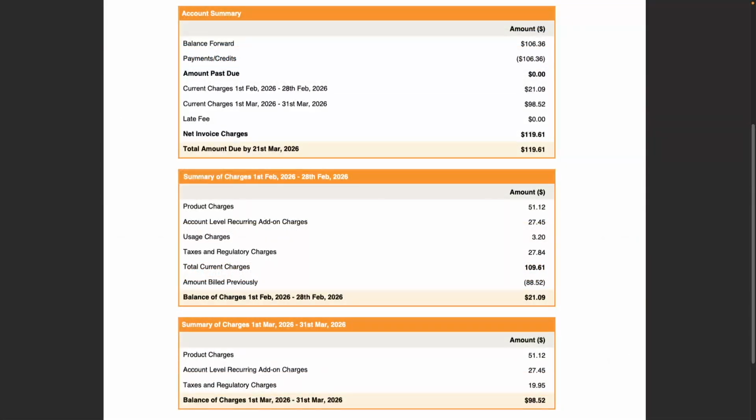So to recap, this invoice includes a remaining February balance of 21.09 and prepaid March charges of 98.52, bringing the total amount due to 119.61 by March 21st.